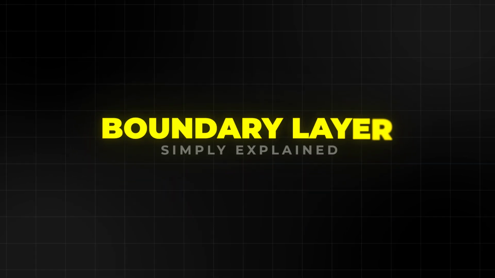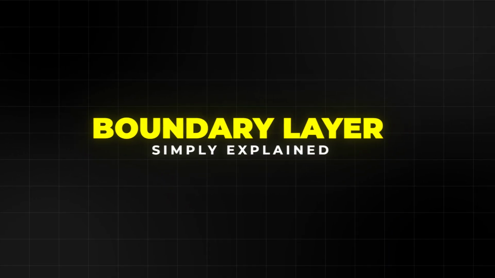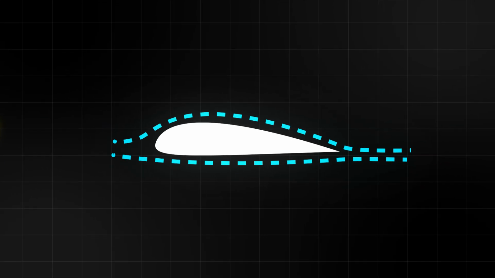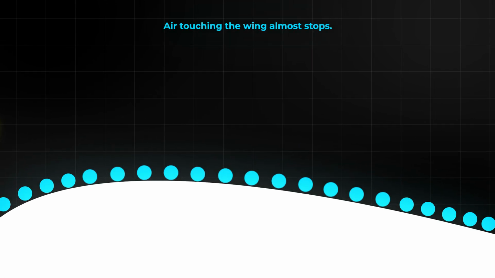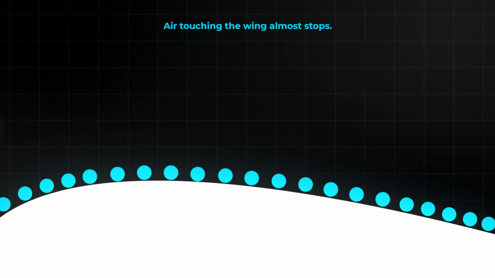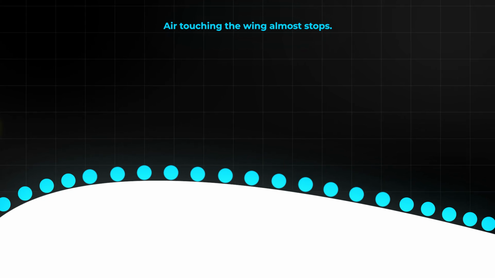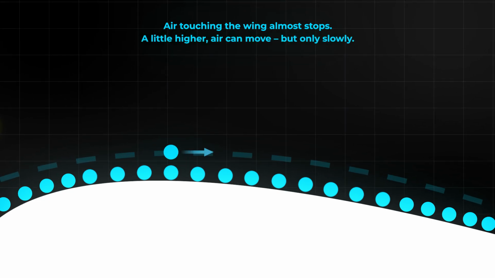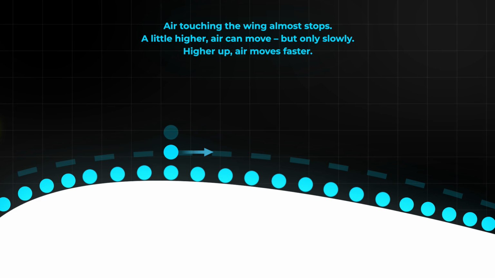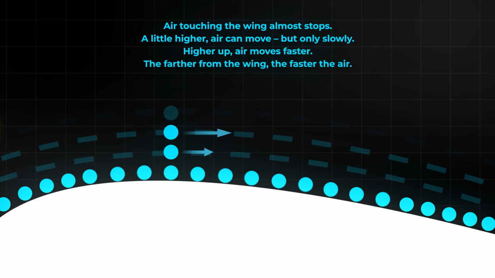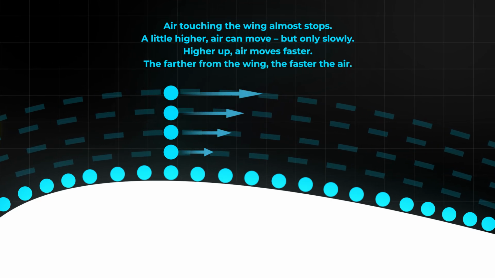When air flows over a wing, it does not all move the same way. Right at the surface of the wing, the air is slowed down by friction. You can imagine the wing grabbing the air a little bit. The air touching the surface almost stops. A tiny bit above it, the air can move but only slowly. Higher up, it moves faster, and even higher it finally reaches the normal airflow speed.